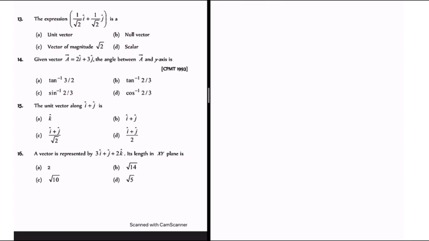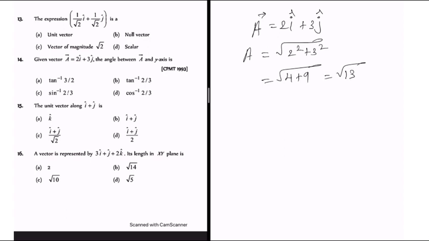Question 40. Given A is equals to 2I cap plus 3J cap, the angle between A and Y axis. Very easy. Vector A is 2I cap, 3J cap. Magnitude of A is 2 square plus 3 square, 4 plus 9, root 13. You need to find angle between A and Y axis. How to find this?